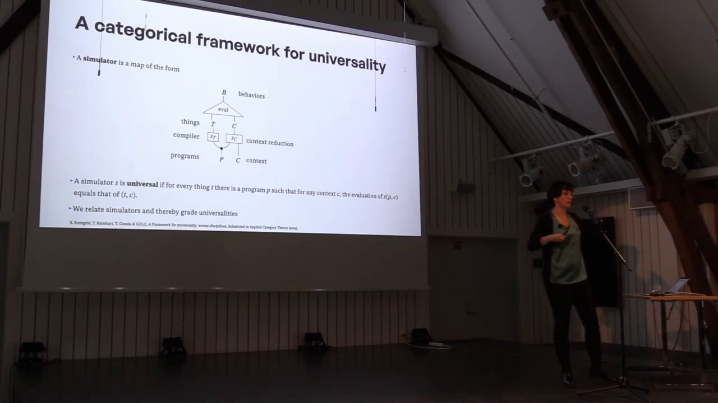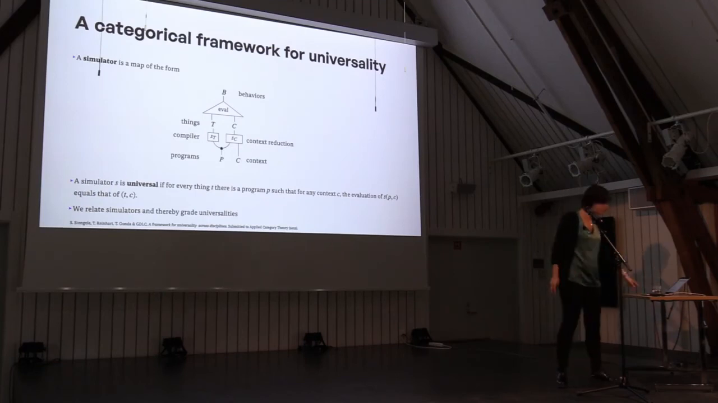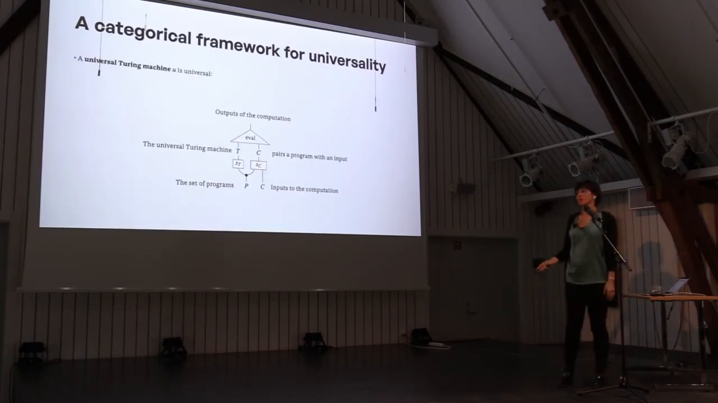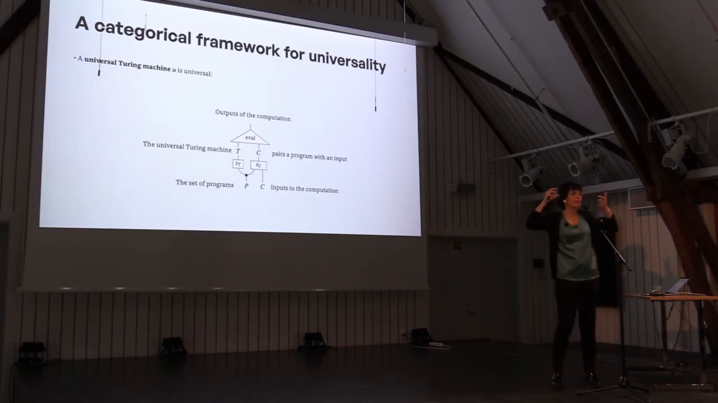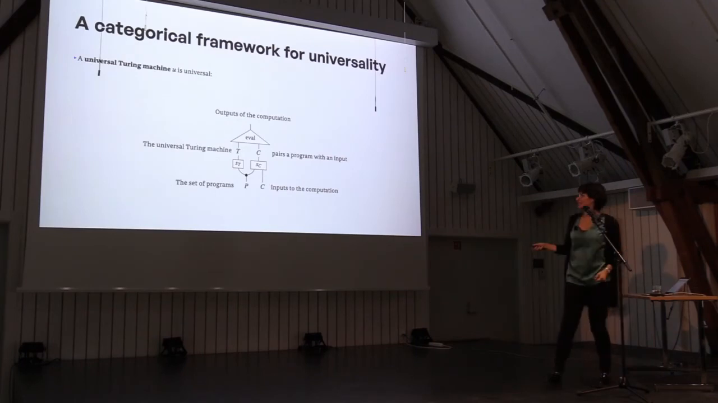Yeah, and we also relate such simulators and then grade universality, as in saying this is stronger than that one. Okay, so for a universal Turing machine, P is the set of programs, the context is the inputs to the computation, and T can be a singleton, the universal Turing machine. Now this function is on pairs, a pair of a program with an input. This is where the magic happens: the program becomes part of the context, part of the input. And this is the output of the computation.